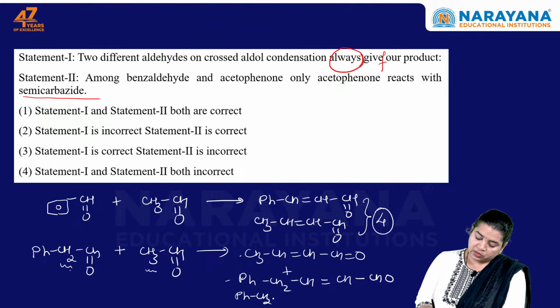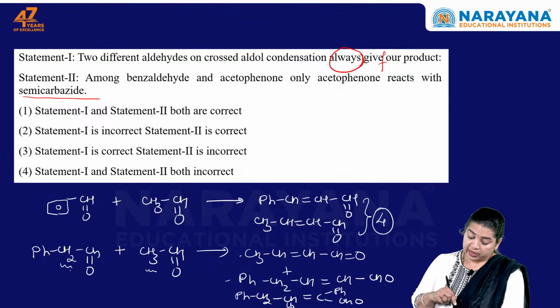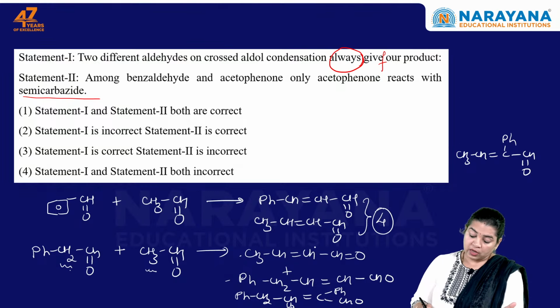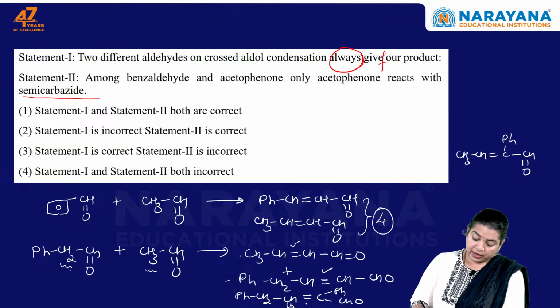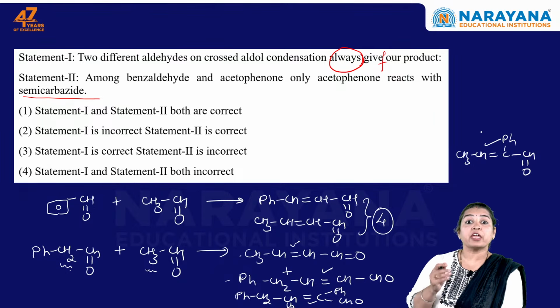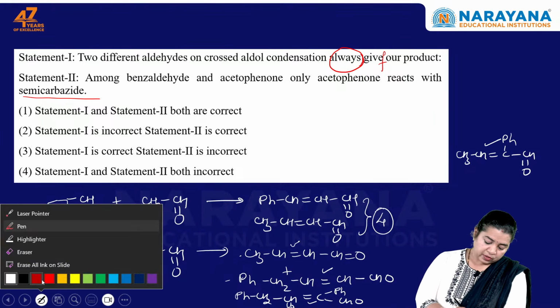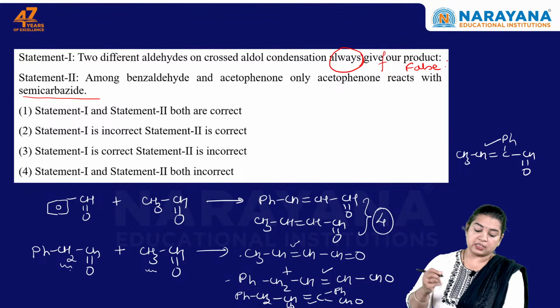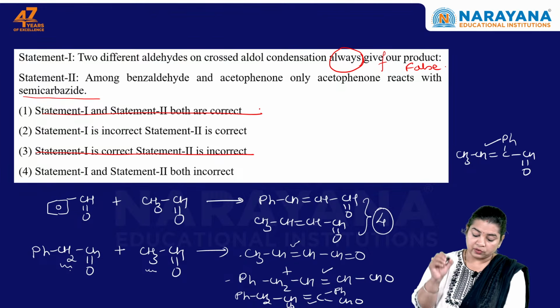Oh, sorry, PhCH2CHO is attacked by its own alpha H, and one possibility could be acetaldehyde attacked by the phenylacetaldehyde alpha H. Now you can see 2 to 4, to 6 to 8. We have 8 aldol products. So after all of this discussion, all of you have now got that this first statement is incorrect. It is false. So the first has to be incorrect. This can't be the answer.